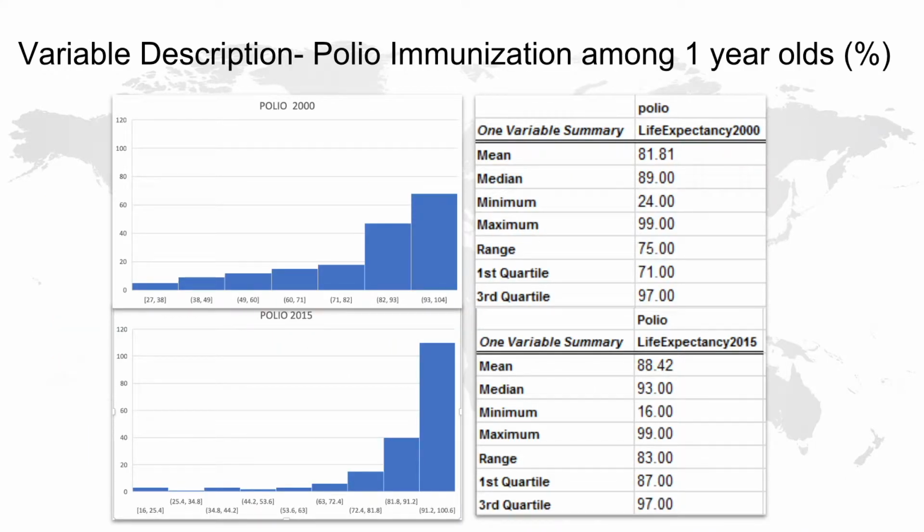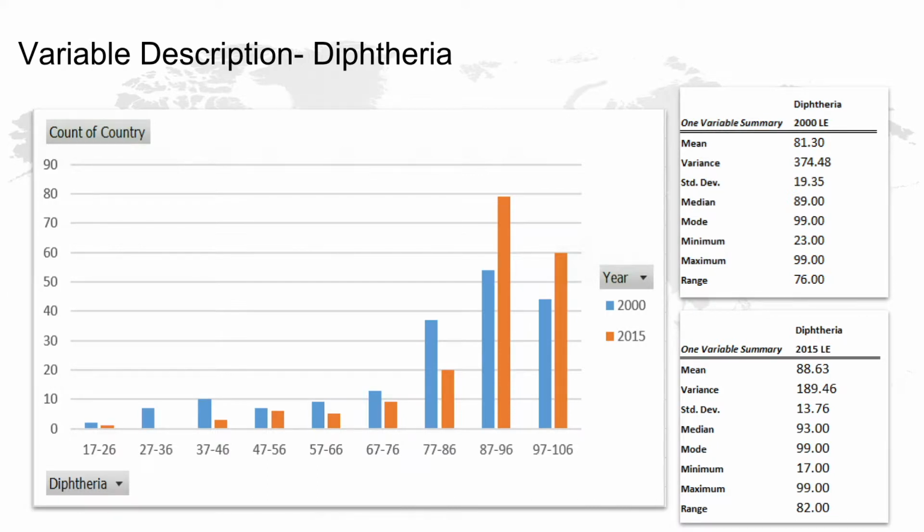Now, focusing on the percent of polio immunization among 1-year-olds, the mean is higher in 2015 than in 2000, which means that there was a higher percentage of polio immunizations among 1-year-olds in 2015. Diphtheria also shows that the mean is higher in 2015 than 2000, which represents a higher percentage of immunizations for diphtheria among 1-year-olds in 2015 than 2000.